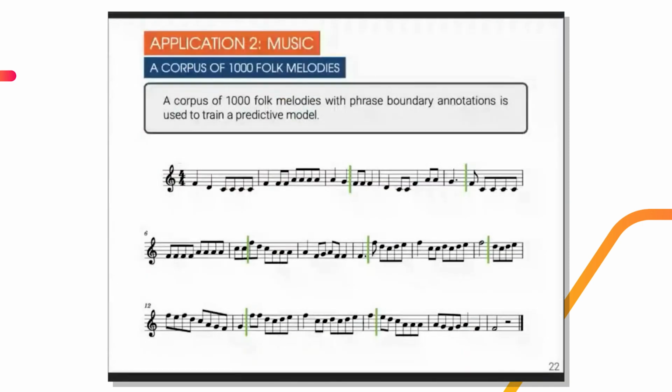So this is some work which is in its very early stages. We have a corpus of 1,000 simple folk melodies. This is one of them, and they all have a very similar kind of structure and a very conventional musical form. And these melodies are also annotated with phrase boundaries, and these are the things which I've put as green lines here. So these phrase boundaries are kind of musicological analyses of these folk tunes.